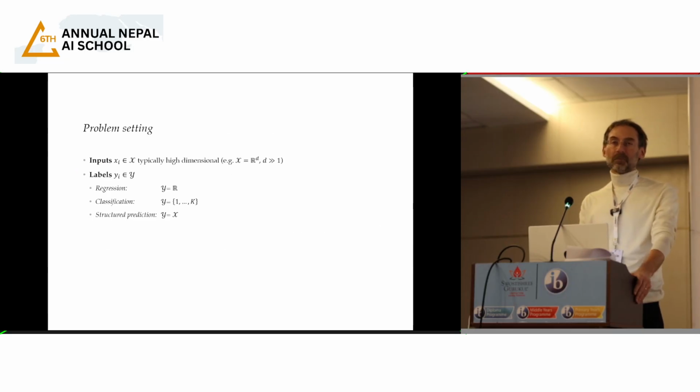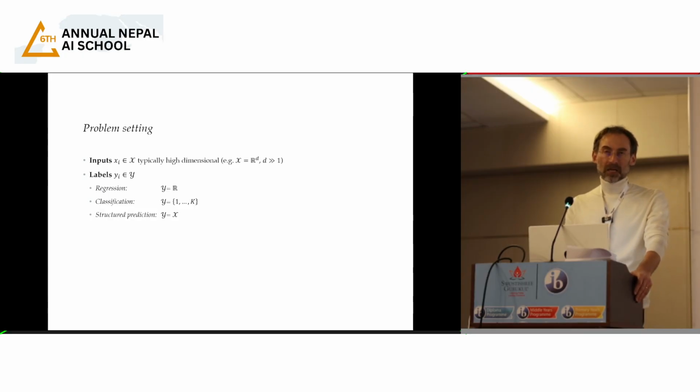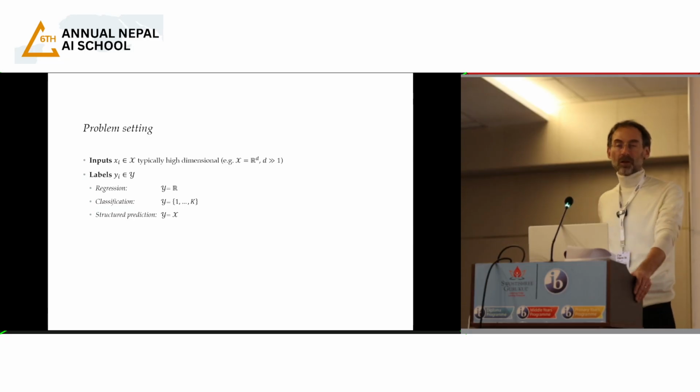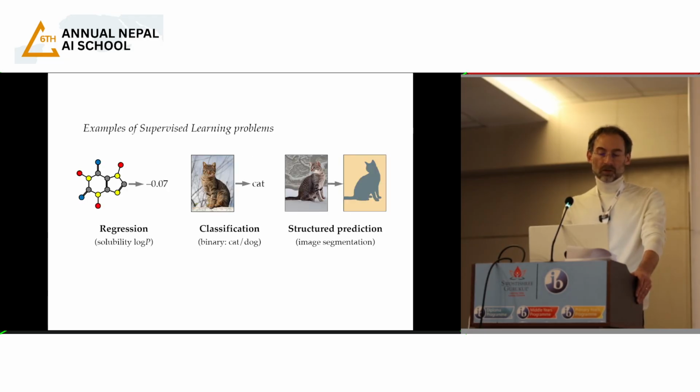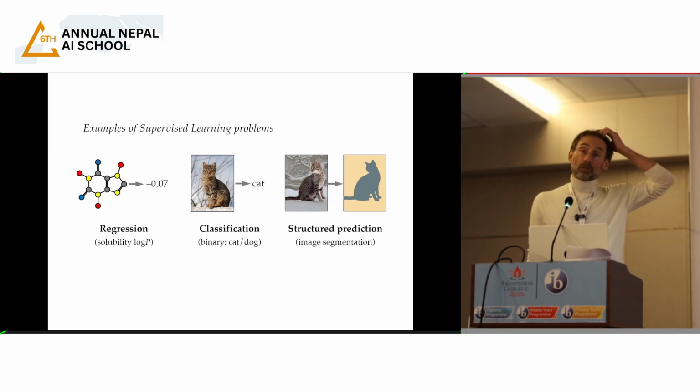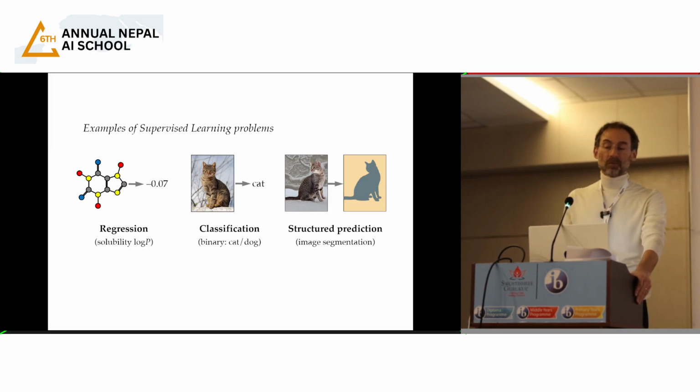The labels are in some label space that I denote by calligraphic Y. Depending on the type of the problem, it can be, for example, just the real numbers, which is typical for regression problems. It can be just some set of classes, which is typical for classification problems, or it could be something else, for example having the same structure as input: structured prediction, segmentation problems. If I want to produce some physical properties of a molecule, this is a regression problem. If I want to tell that this image is a cat, this is classification. And if I want, for example, to segment the cat from the background, this is structured prediction.